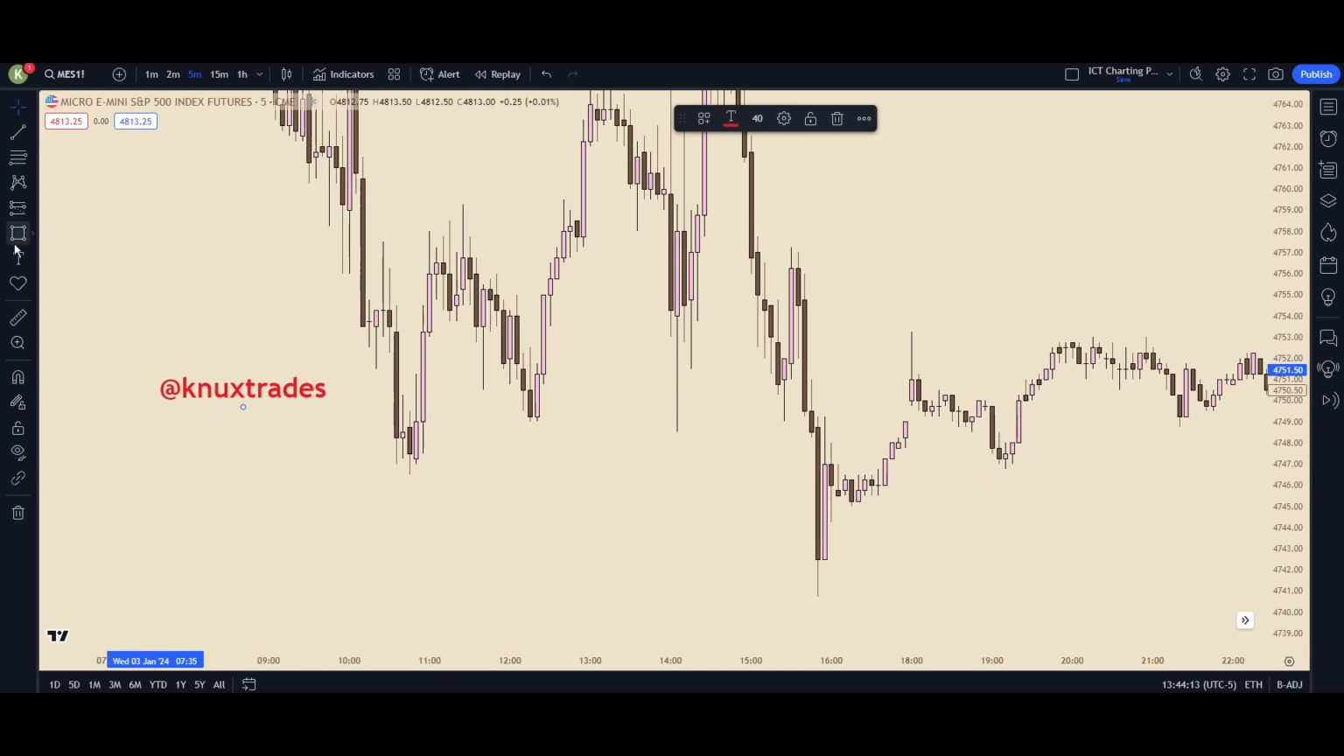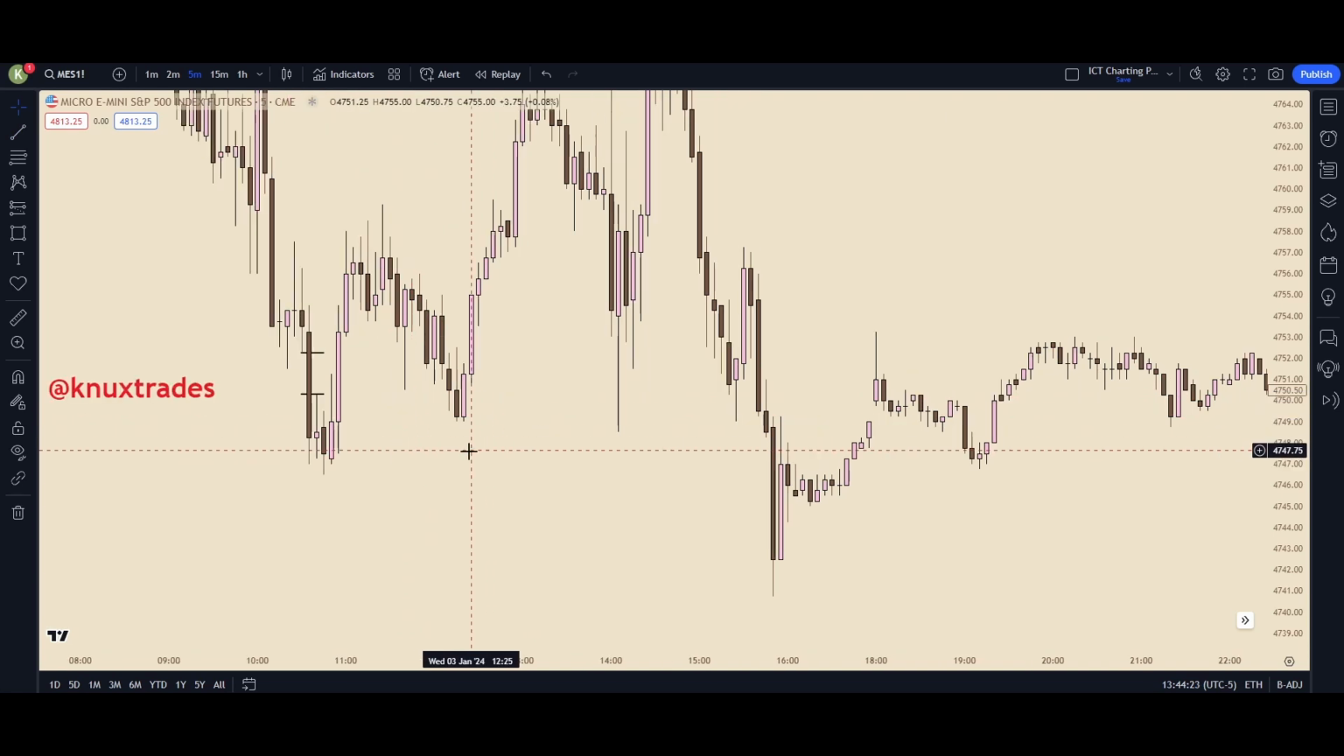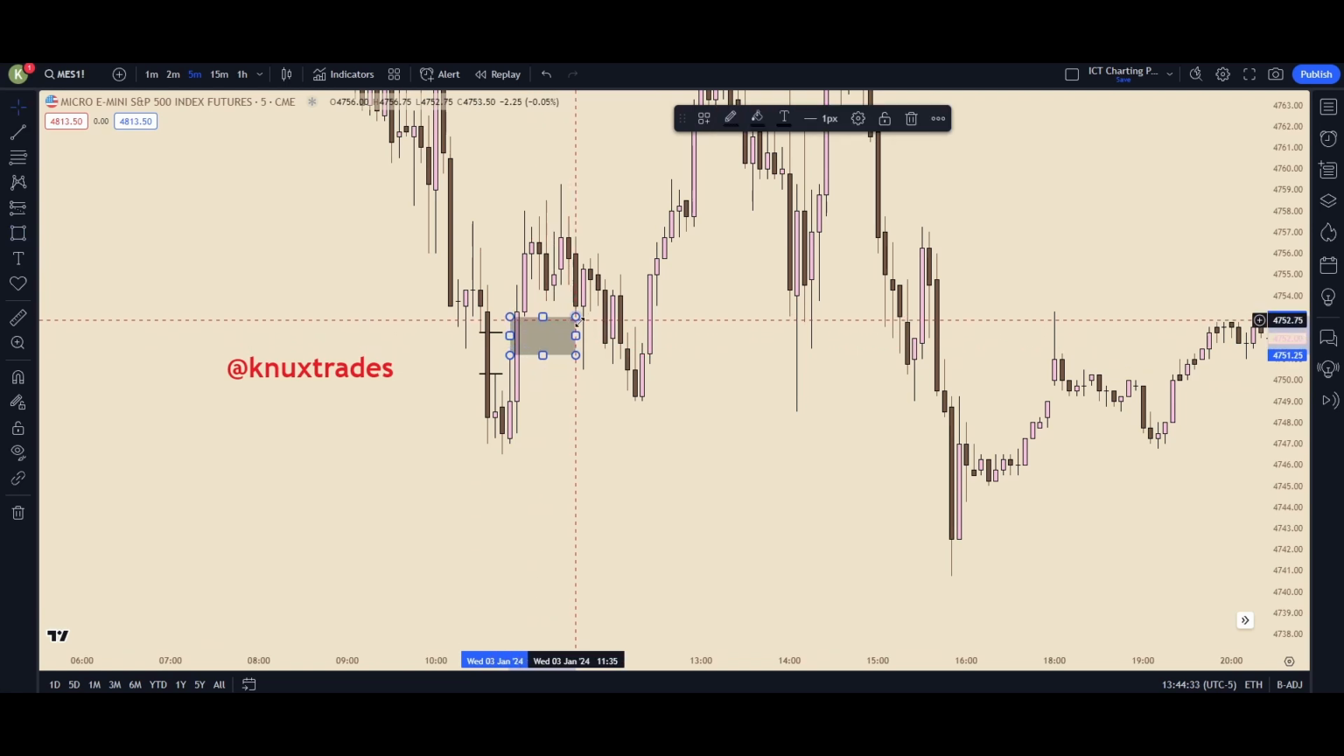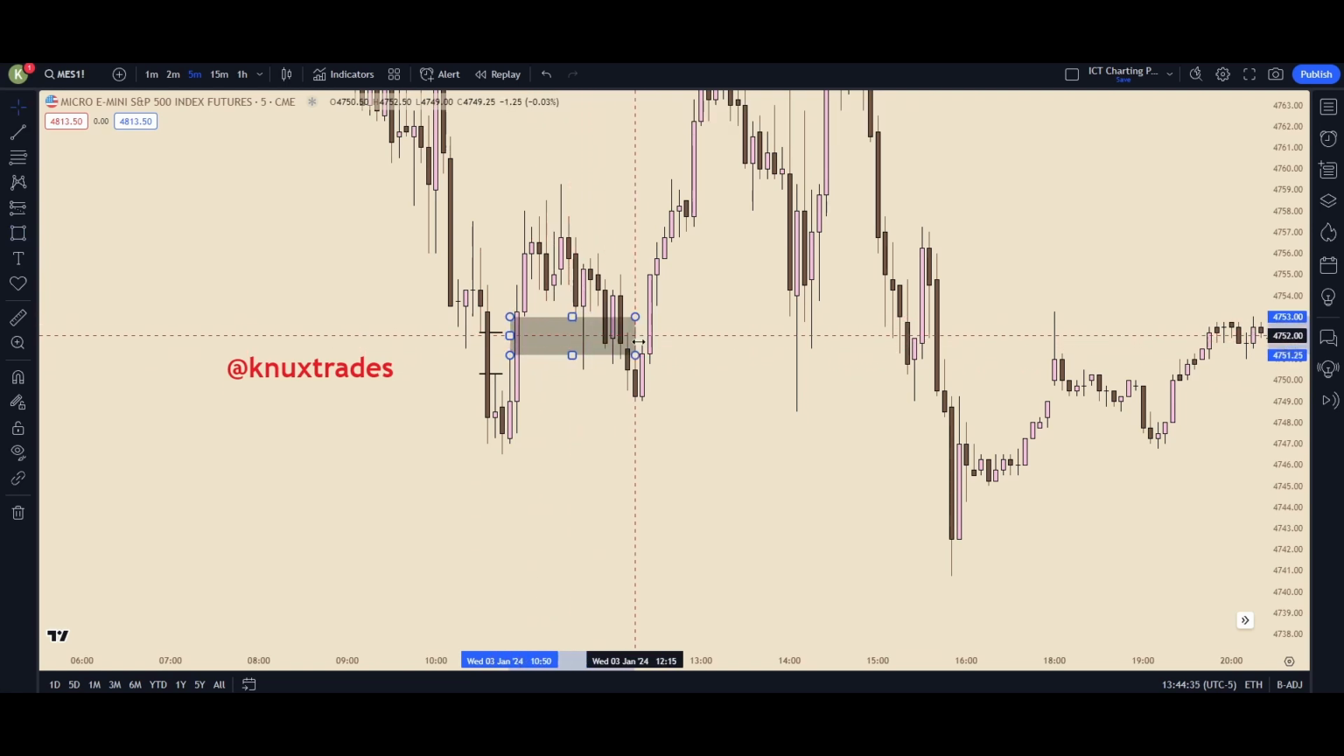10:55. Okay, perfect right here. First thing we're going to mark out is this bearish fair value gap right here. So we're looking for a close above that to consider going long. And what do we get? We get this fair value gap right here.